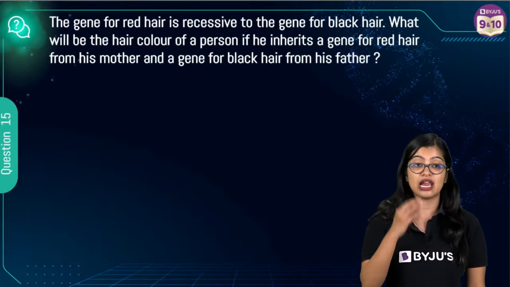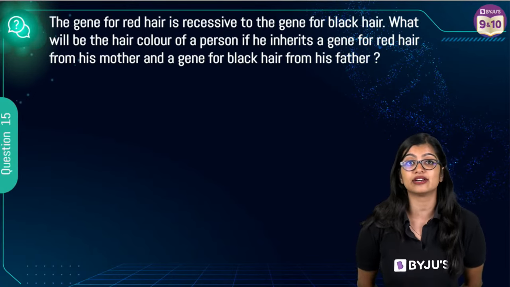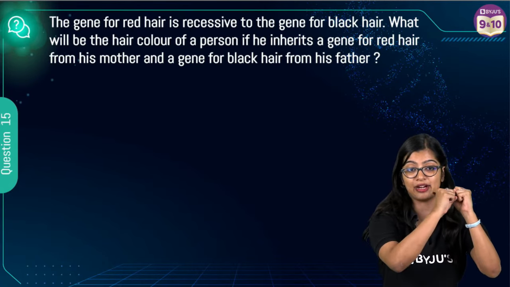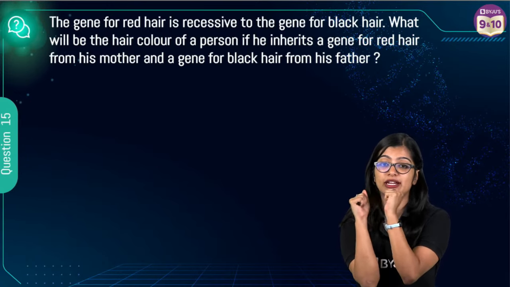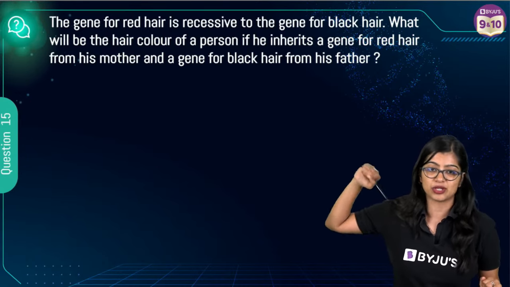Now moving on to the last question, question number 15. What is dominant and recessive? Dominant is one which will always express itself both in homozygous and heterozygous condition. When you talk about recessive, it will only express when in homozygous or similar condition, right? So that was the last question.